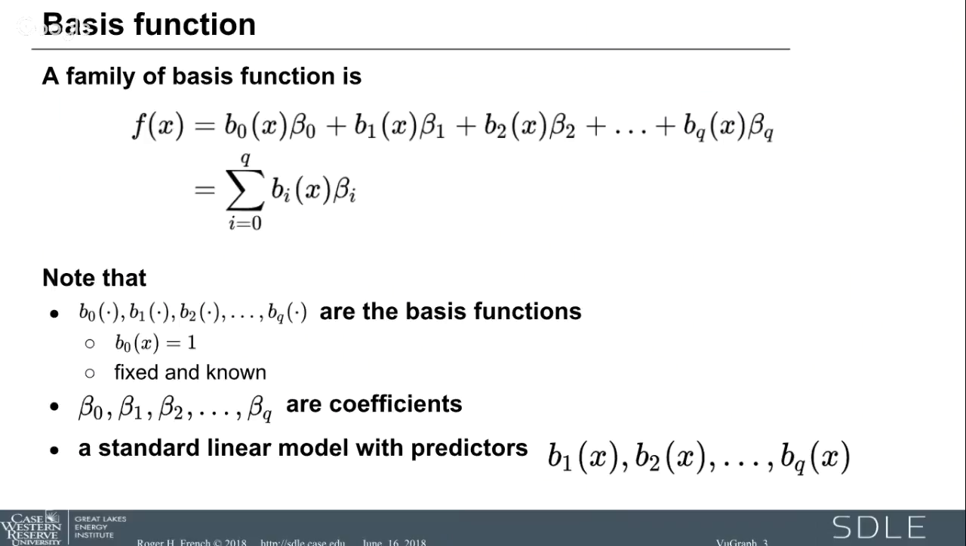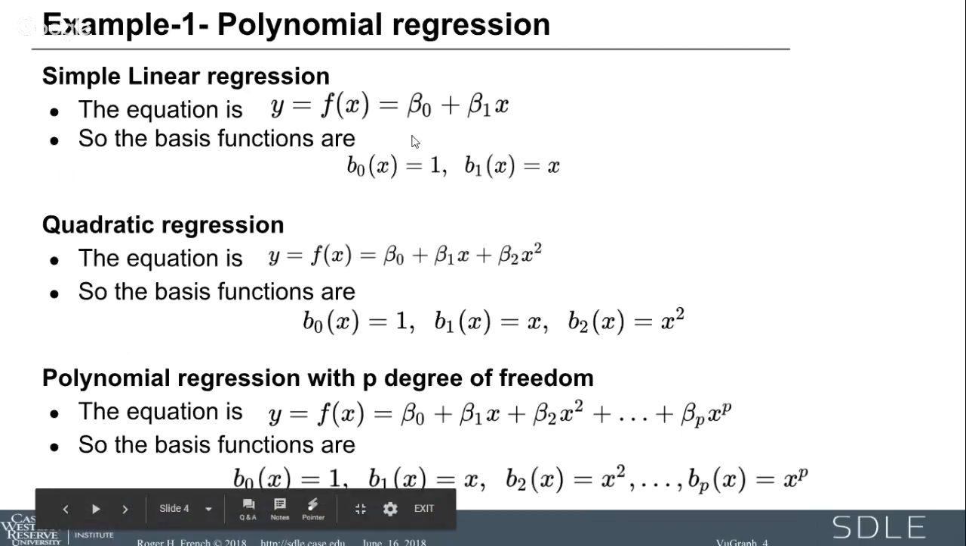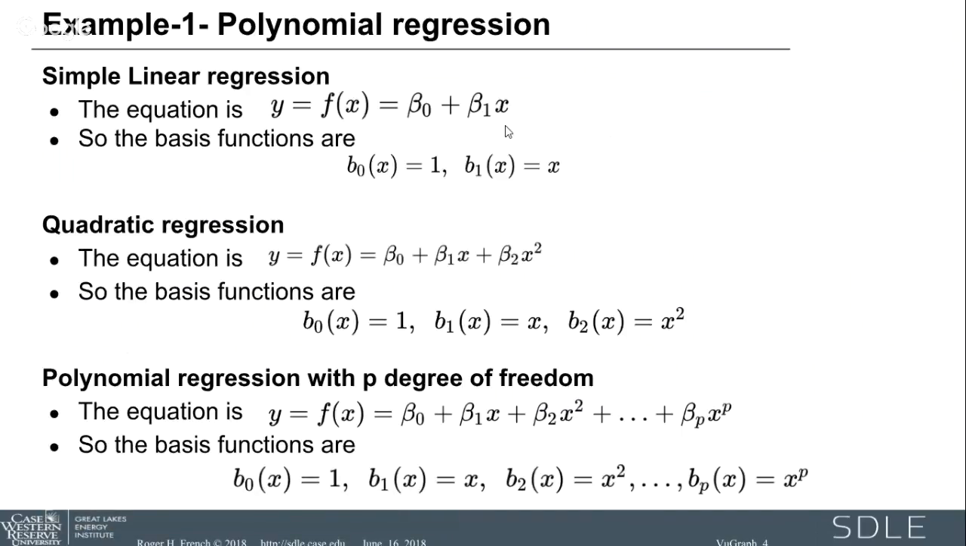Then I will give some popular regression models and show how to rewrite them into basis functions. The first example is polynomial regression. The first one is simple linear regression. You have this equation, y equals beta 0 plus beta 1 x. Then we can assign the basis function b0 equal to 1, b1 equal to x, and express this equation in terms of basis functions.